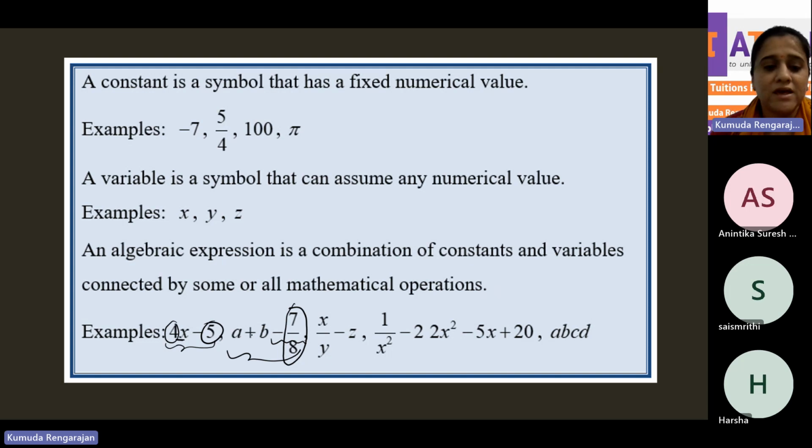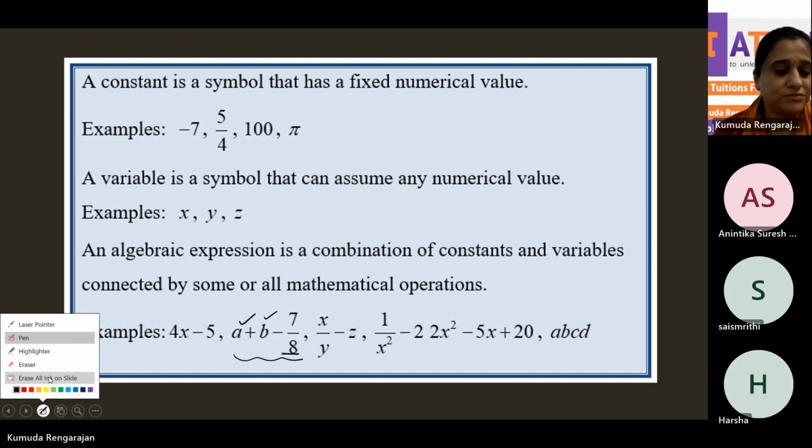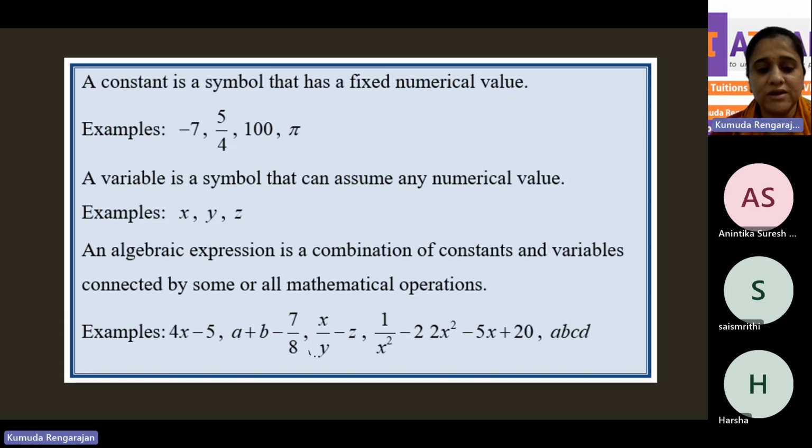The variables are a and b. So this algebraic expression has two variables, a and b, and the constant here is 7/8 or minus 7/8. Look at the next one, x/y minus z. Here you have only variables, x divided by y minus z.